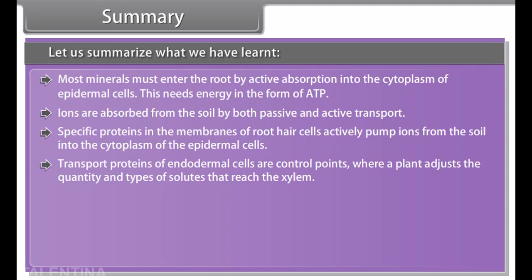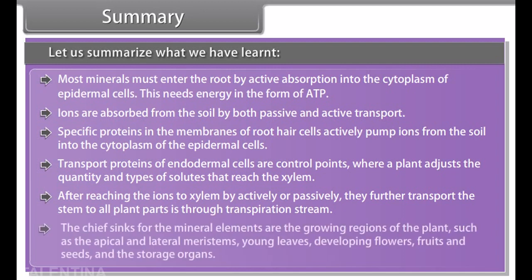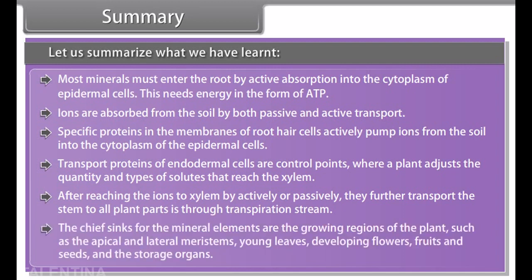Transport proteins of endodermal cells are control points where a plant adjusts the quantity and types of solutes that reach the xylem. After the ions reach the xylem, actively or passively, their further transport from the stem to all plant parts is through the transpiration stream. The chief sinks for the mineral elements are the growing regions of the plant, such as the apical and lateral meristems, young leaves, developing flowers, fruits and seeds, and the storage organs.